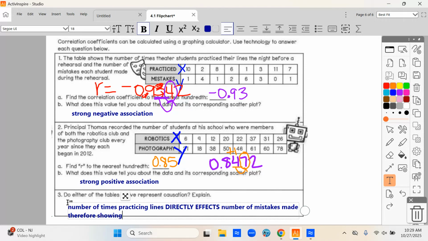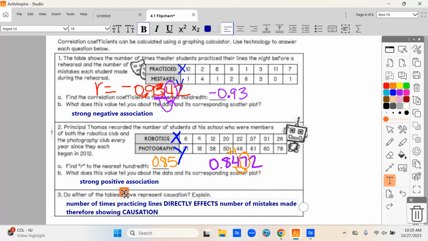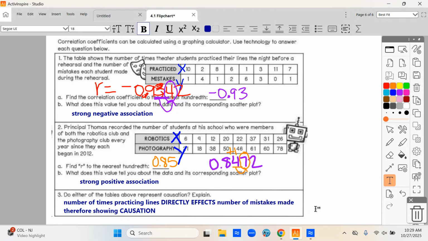therefore showing causation. You don't have to do it in all caps, but circle it, underline something. Directly affect is so important to understand when thinking causation, because you can think cause and effect.